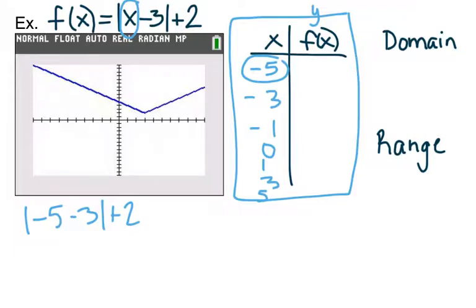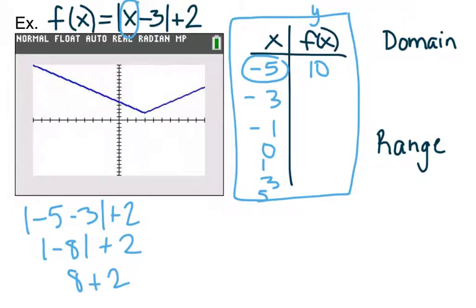So -5 minus 3 is -8. Anything inside an absolute value becomes positive, so it's a positive 8 plus 2. So 8 plus 2 is 10. Okay? And what we're going to do is replace that x with these other values, -3, -1, 0, 1, 3, and 5. And then we're going to get another answer, and that's our f of x.